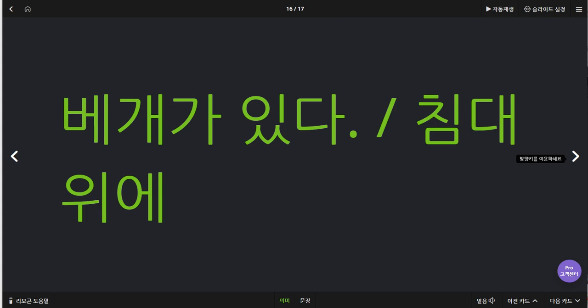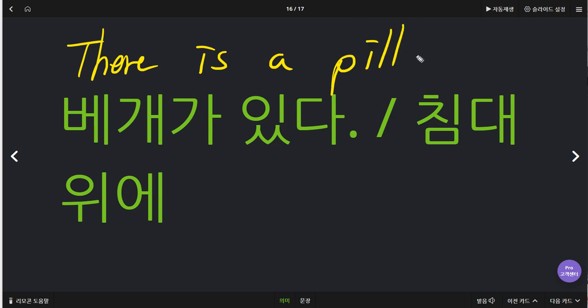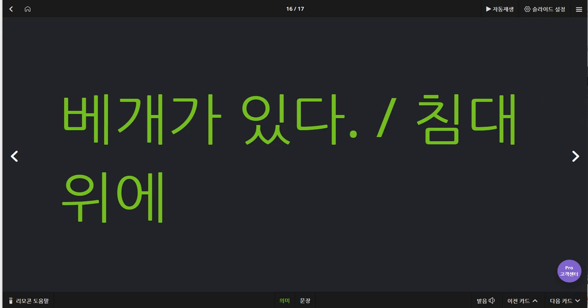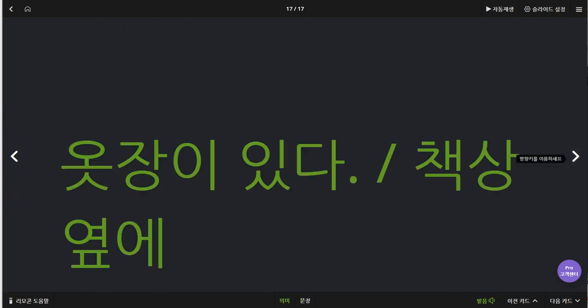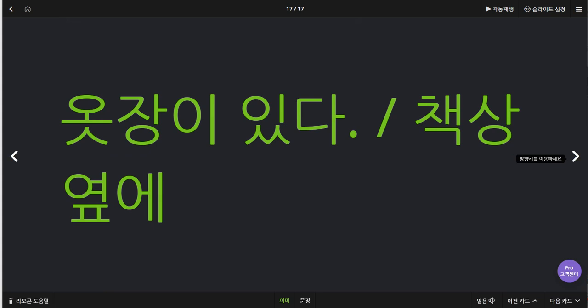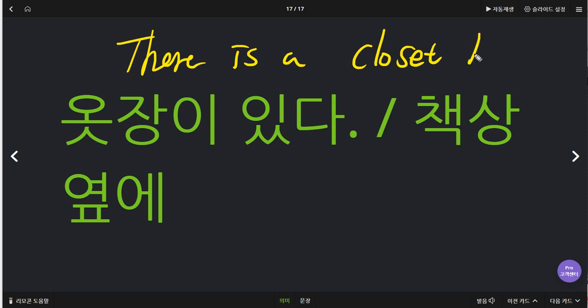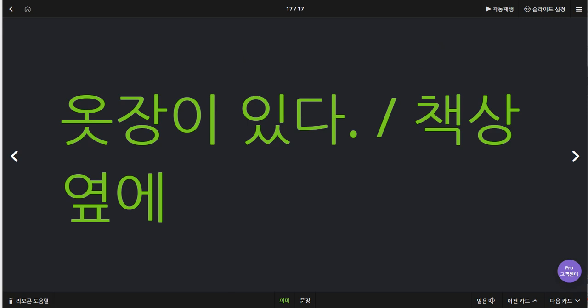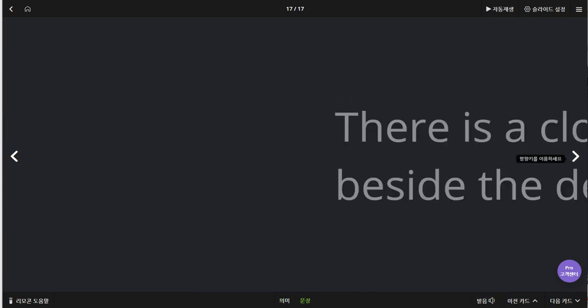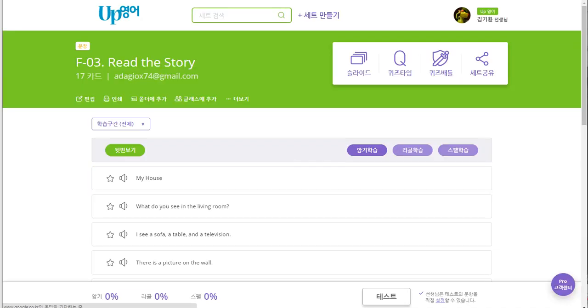Okay, next, there is a pillow on the bed. There is a pillow on the bed. Next, there is a closet beside the desk. There is a closet beside the desk. Okay, now it's time to write.